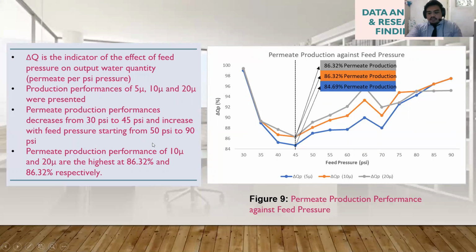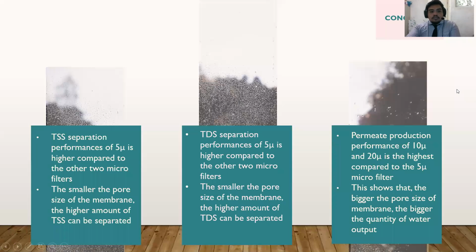From this graph, it is known that the 10 and 20 micron microfilters have the highest per minute production at 86.32% compared to the 5 micron. This graph indicates that the bigger the microfilter pore size, the higher the quantity of per minute output. Next is the conclusion.